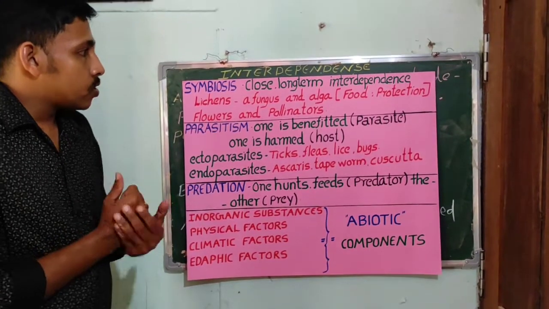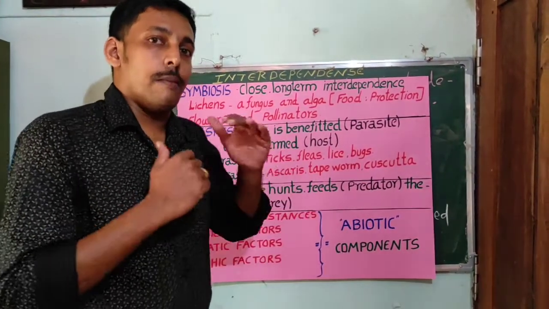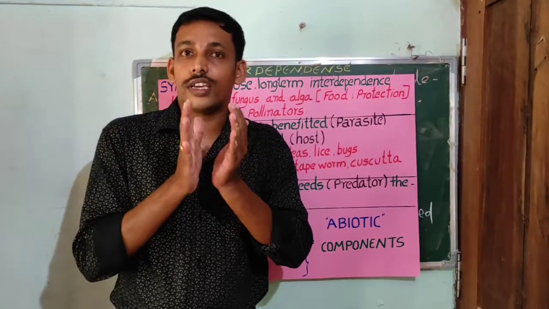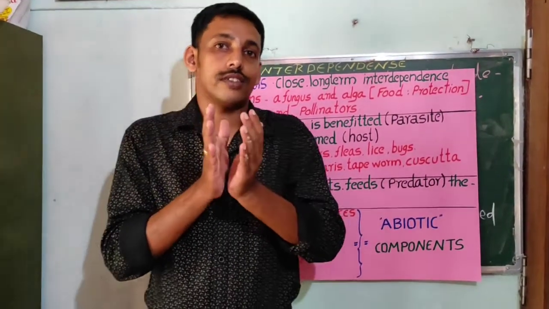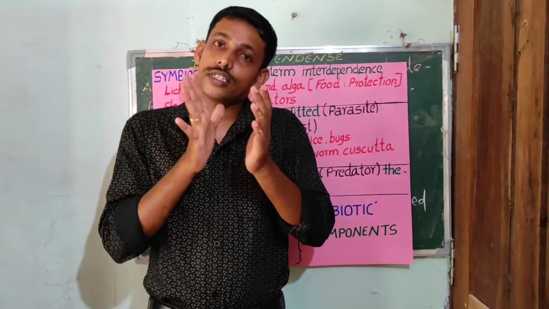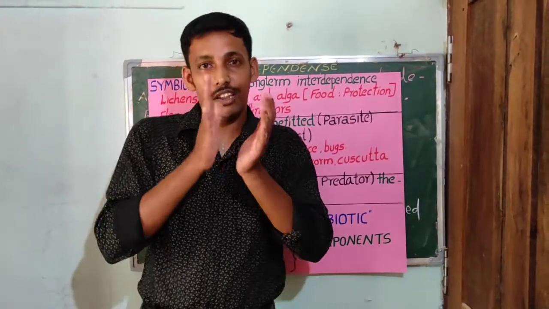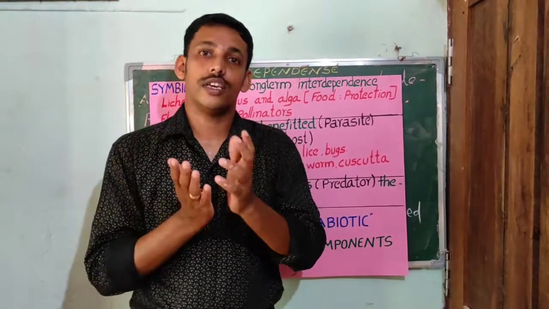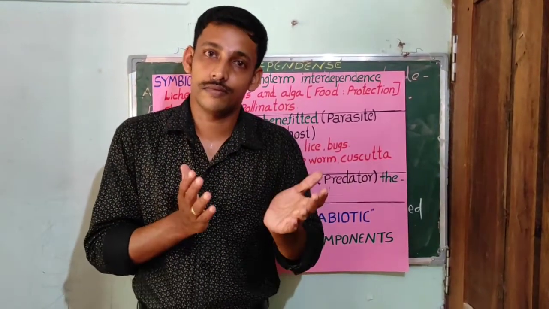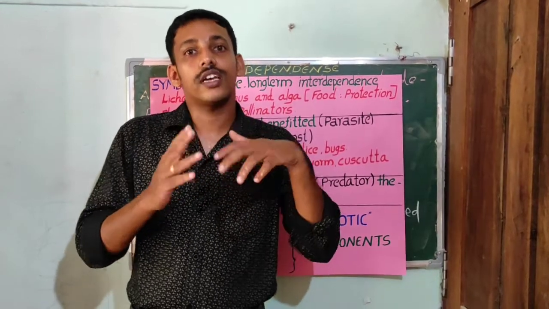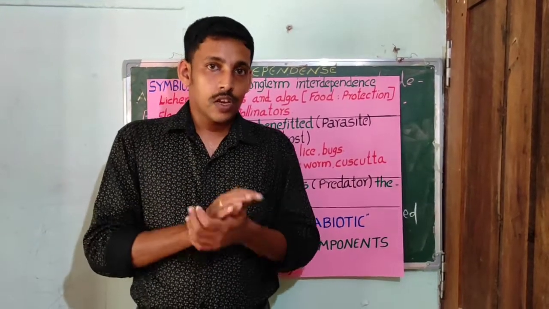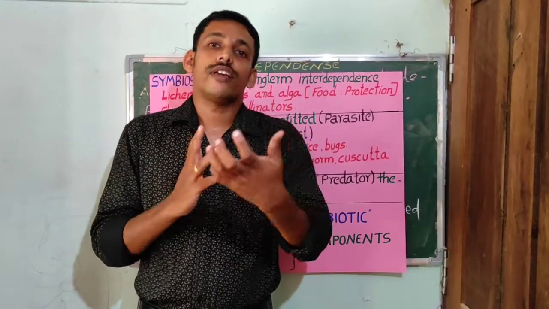So far we have discussed the biotic factors of the ecosystem. We know that in an ecosystem we can see the biotic factors as well as the abiotic factors. We have discussed mainly the biotic factors, the living things. All the living things can be considered biotic factors. These biotic factors interact with each other, and also with other non-living things. These are known as the abiotic factors. So let's know about these abiotic factors.